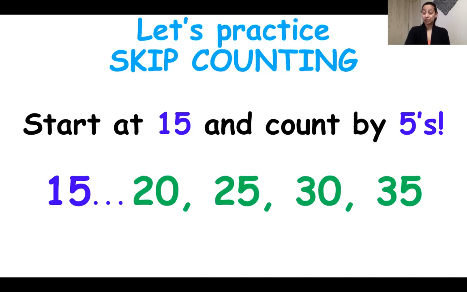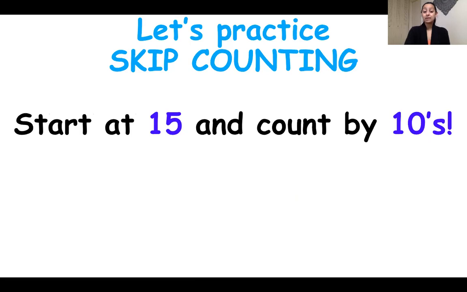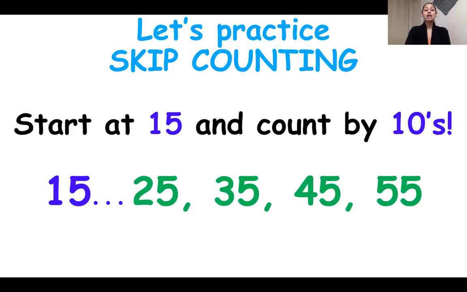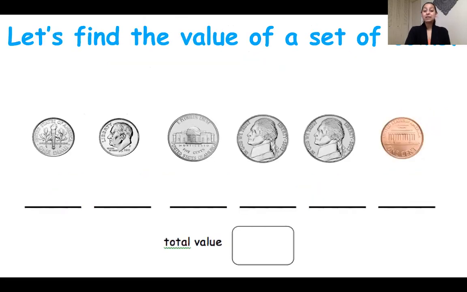It's a challenge. It's a little tricky. Let's see if you can do it. This time, you're going to start at 15 and count by tens. Okay? Think about this. Remember, when we're counting by tens, that only the tens place is going to change. The ones place will stay exactly the same. So go ahead, pause the video, start at 15, and count by tens. Go. All right, let's see what you got. 15, 25, 35, 45, 55. Very nice.